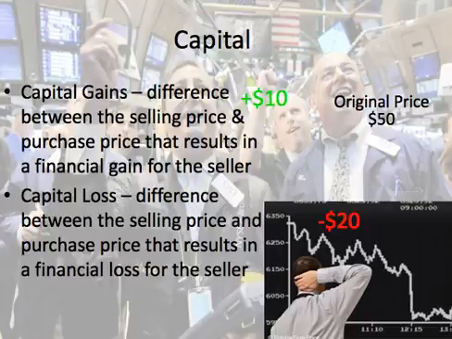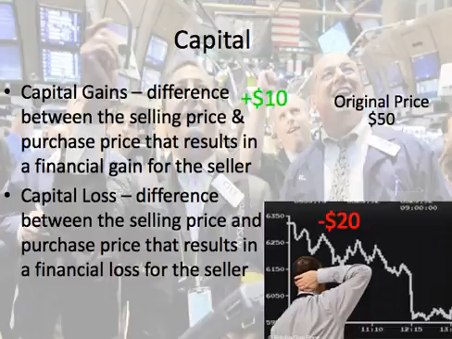Now we have something called a capital gain and a capital loss. This is the other way that you're able to make money on your stocks. A capital gain basically means that the price at which you purchased your stock has increased. So let's say you purchased a share for $50, and at the end of the quarter, the worth of it is now $60. You would have a capital gain of $10.